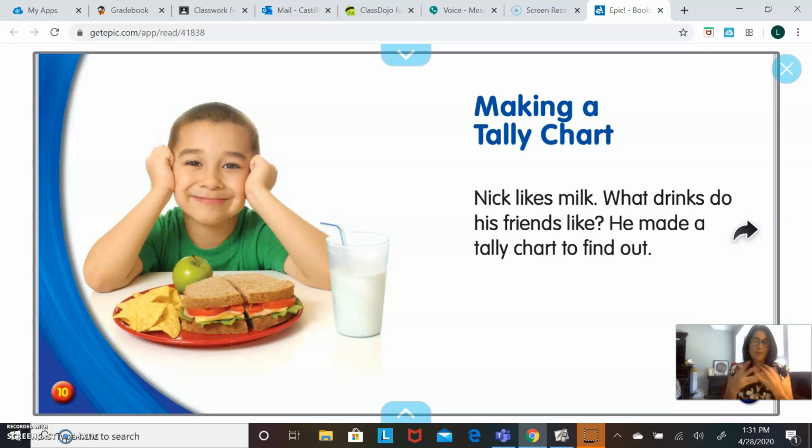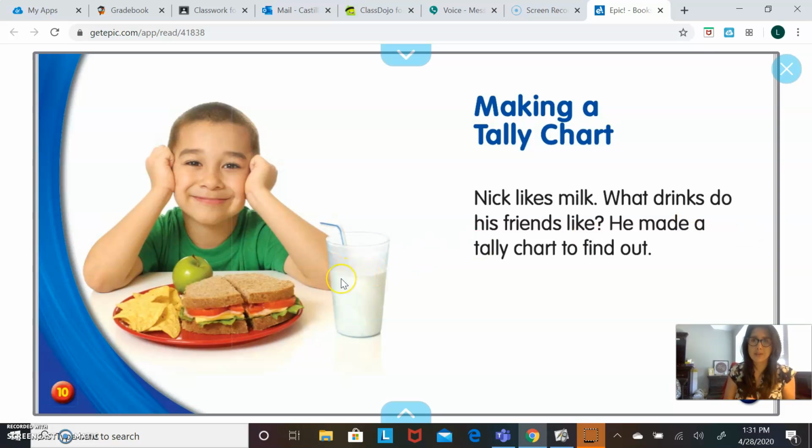Making a tally chart. You're going to make a tally chart. That's not going to happen on this lesson. We're just going to practice analyzing and interpreting our charts. But we'll go ahead and read about making a tally chart, and then we'll come back and review this on our next lesson. All right.